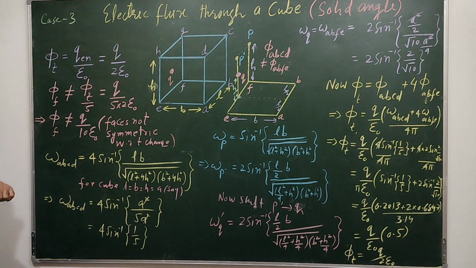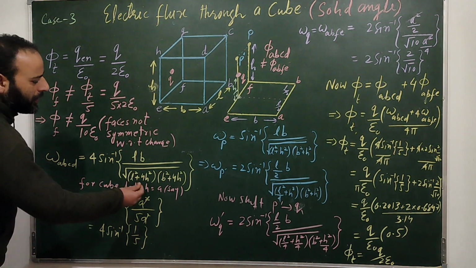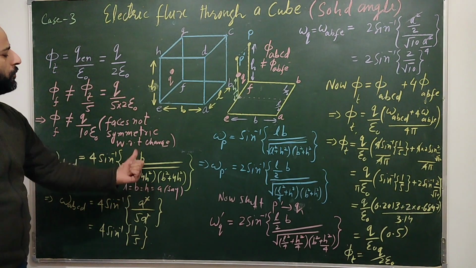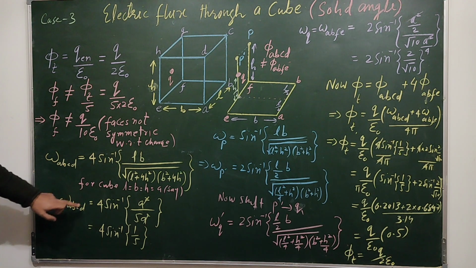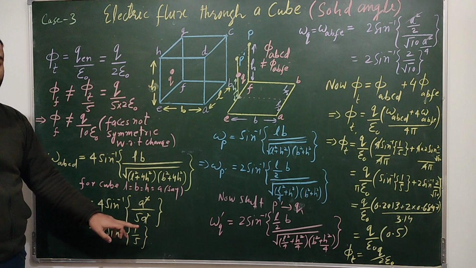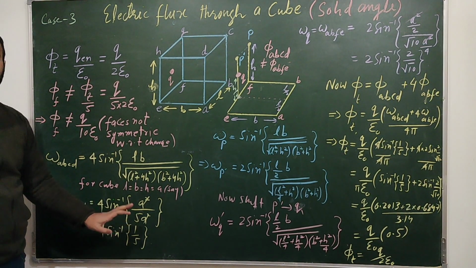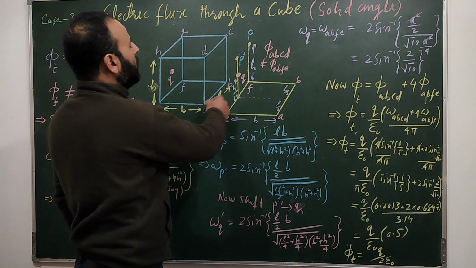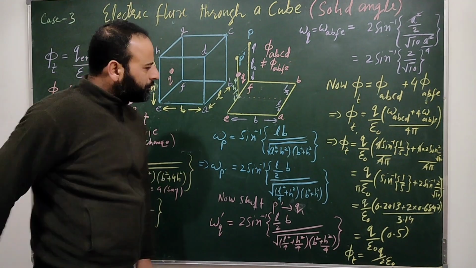Now, in case of the cube, we have L equal to B equal to H equal to A, say. So using A for all the parameters L, B and H, what we get? The solid angle subtended is 4 sine inverse of A square divided by 5A square. So that comes out to be 4 sine inverse 1 by 5. We have calculated the solid angle subtended by this face ABCD, that is directly opposite to the charge.